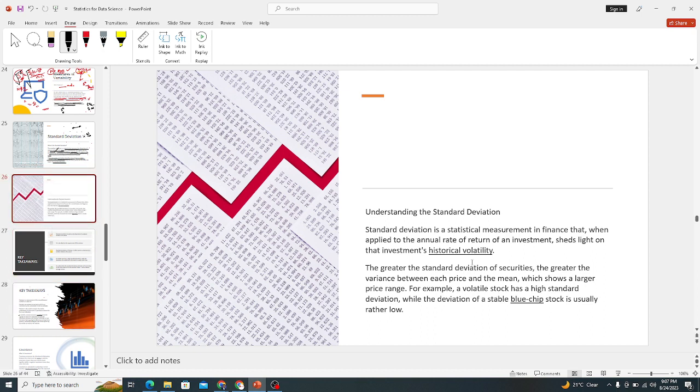So I want us maybe to see how we can apply this standard deviation. Okay? So, for example, we've talked about rate of return, which measures the consistency in the rate of returns of a given asset. Okay, so the standard deviation, we are saying that the standard deviation is a statistical measure in finance that, when applied to the annual rate of return of an investment, sheds light on the investment's historical volatility.